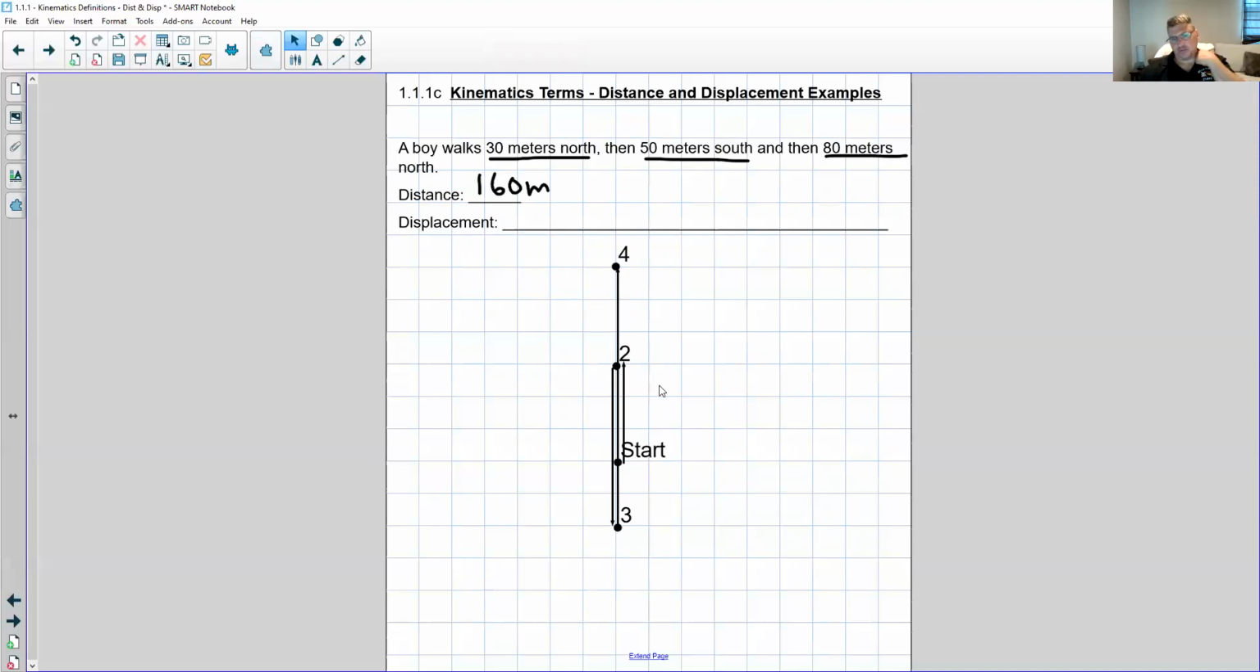And see, this is a total of 160 meters that this person traveled. 30, 40, that's 80 meters, and then another 80 meters is 160 meters. Now, what's their final displacement?